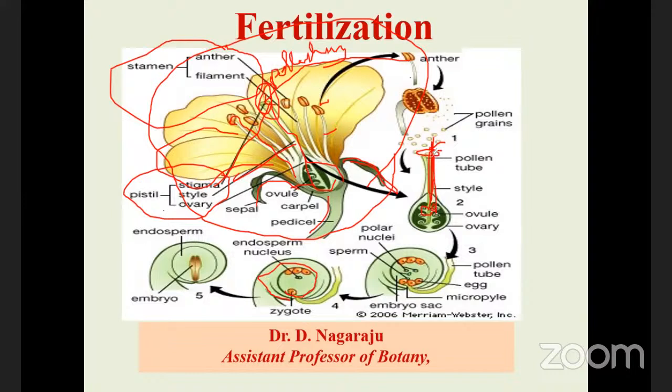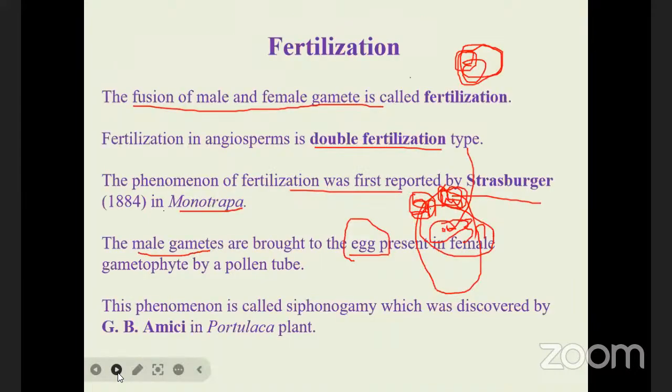Here you see the microspore, that means the male gamete, fusing with the female gamete, coming through the tube-like structure. This type of fertilization is called siphonogamy. What type is it? Siphonogamy. The siphonogamy type of fertilization is found in angiosperms.